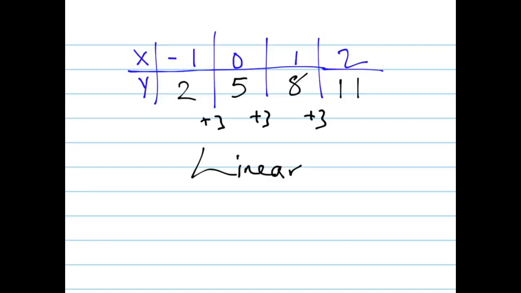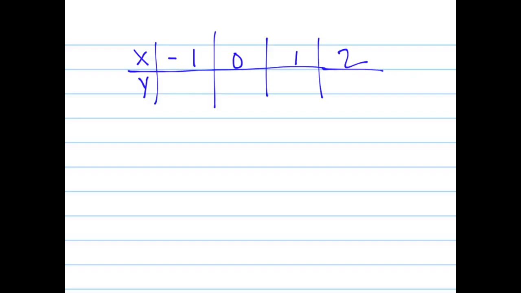The next table, keep the -1, 0, 1, 2. We'll go 0.25, 0.5, 1, 2. Are they going up by the same amount for adding? No, the first one goes up by 0.25, then 0.5, then 1. Not going up by the same amount, right?